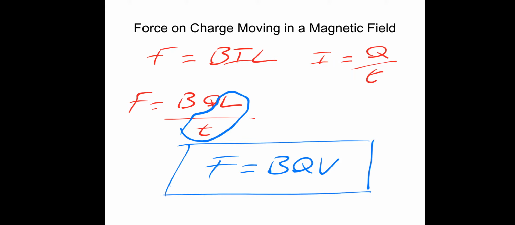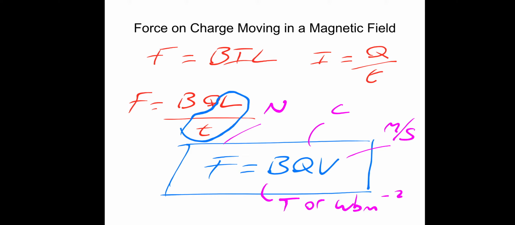Force measured in newtons, B is the magnetic flux density, charge measured in coulombs, velocity meters per second. So we can write these down. Force in newtons, magnetic flux density is Tesla or Weber per meter squared. Q is charge in coulombs, velocity is obviously meters per second. Let's move on then. Remember to pause or rewind at any time if you need to.